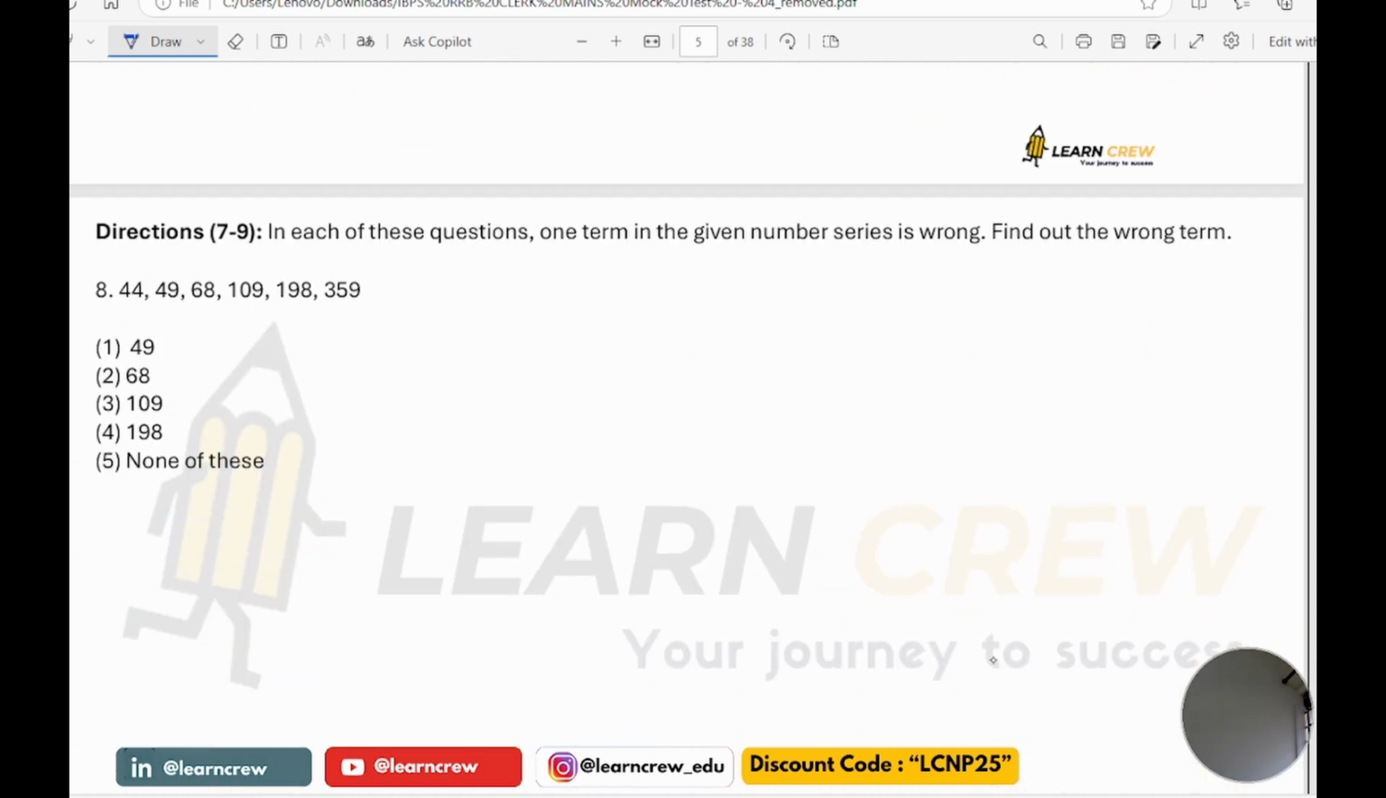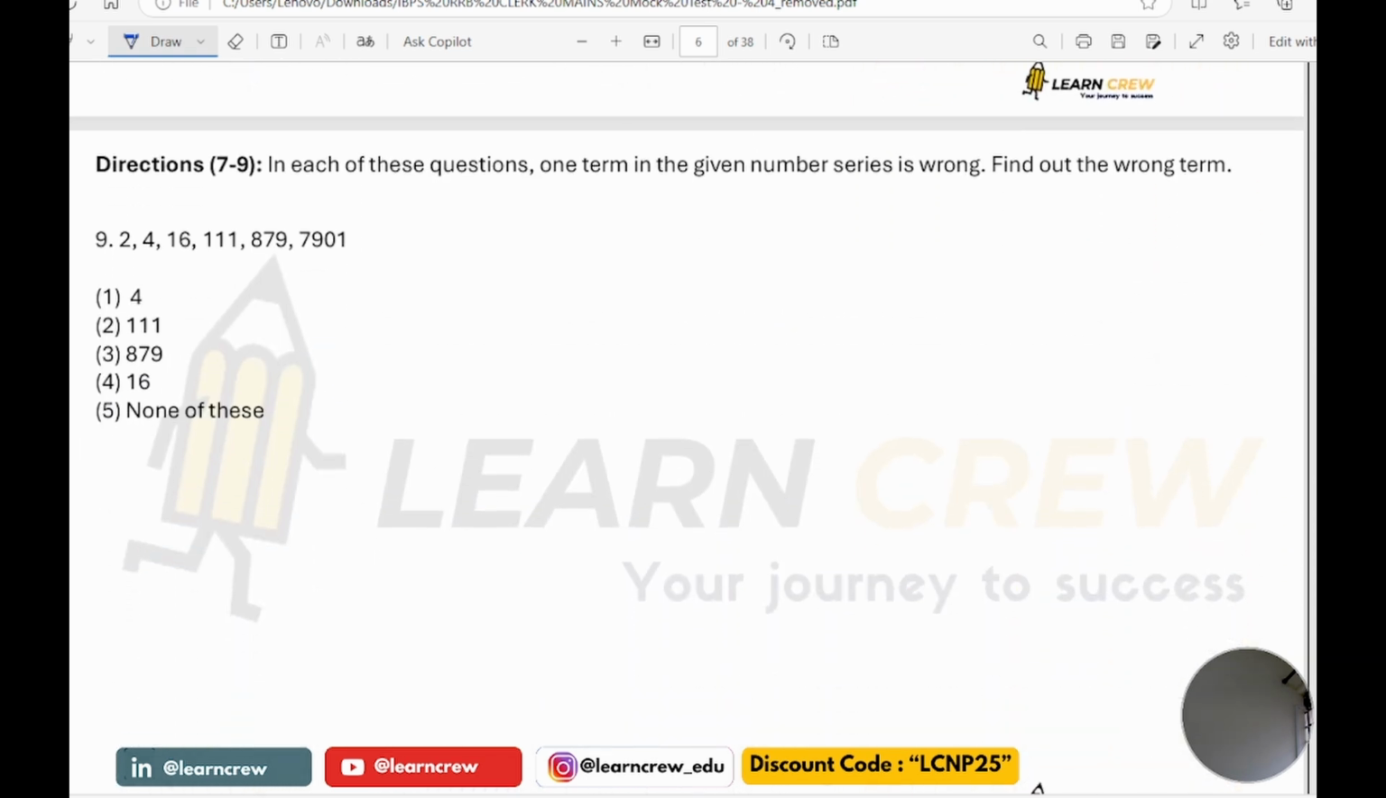Next question. 44, 49, 68, 108, 109, 198, 359. If you see, 44 plus 1 cube plus 2 square, 44 plus 5 is 49. Now 49 plus 2 cube plus 3 square, so 49 plus 17 is 66. Here 68 is there, which is the wrong term.